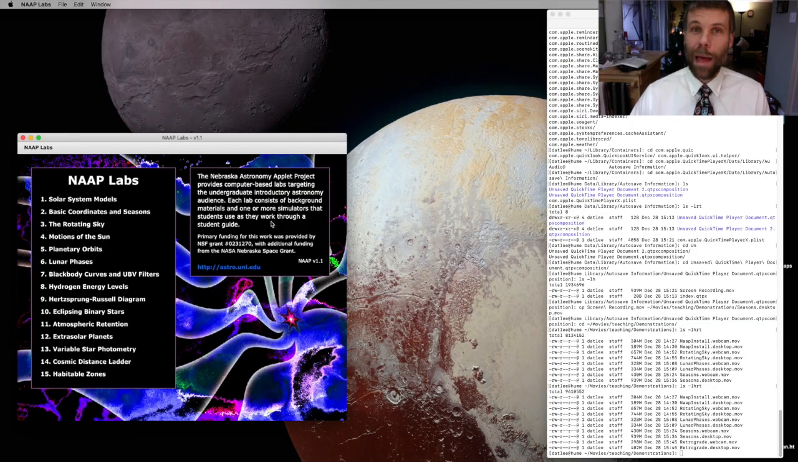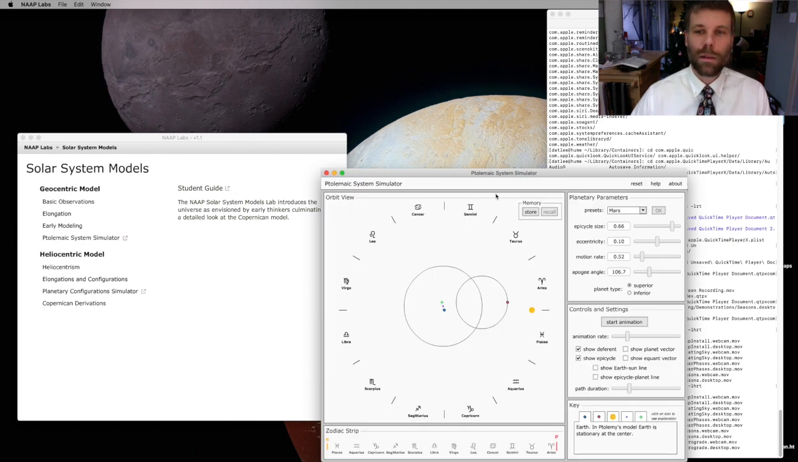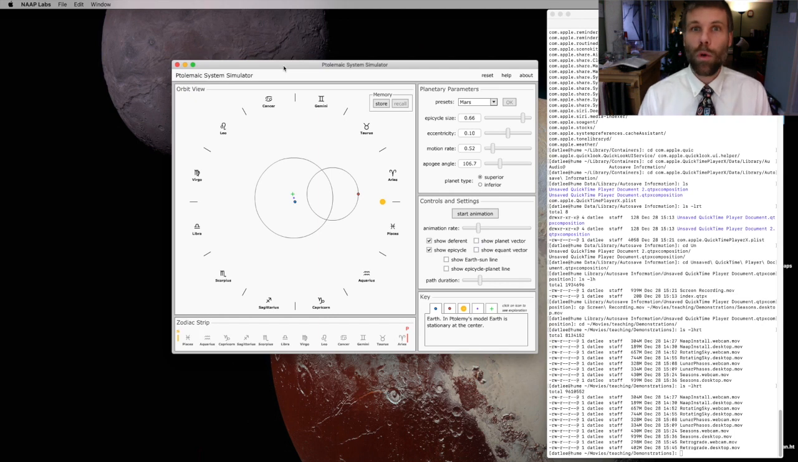Let's get started. I've got NAAP Labs up and running, and I'm going to go back to my solar system models again. We were there for retrograde motion. But this time, I'm going to bring up the Ptolemaic System Simulator. So now, instead of seeing planets in their appropriate orbits, both going around the sun, we've got the old school geocentric or Earth-centered solar system.